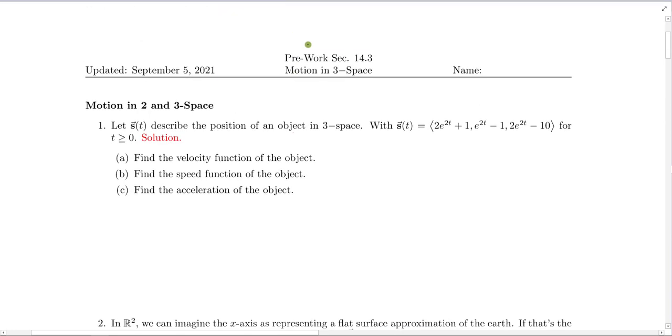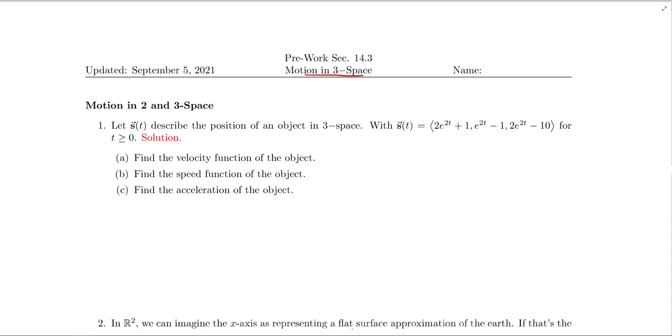Howdy folks, in this section we're going to look at applications involving vector-valued functions, and perhaps the most classic example is to describe motion in 3 space. That's what we're going to be doing in this section, and this pre-work is to get us ready for that. Before we get going too far, let's do a quick review of a few of the kinematic ideas that we discussed in Calc 1.